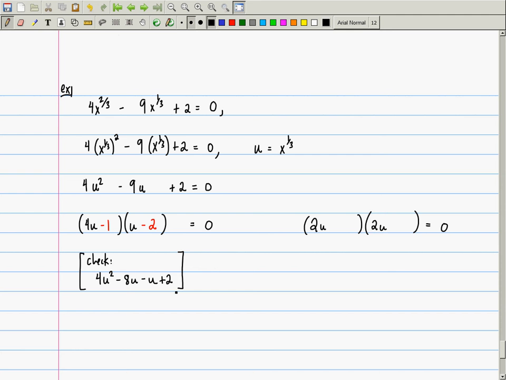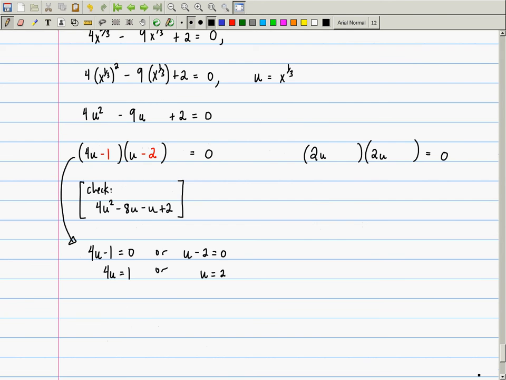Okay, so now there are two possibilities. We have the product of things is 0. So either 4u minus 1 is 0, or u minus 2 is 0. So either 4u is equal to 1, or u is equal to 2. So then the two possibilities are u is 1/4, or u is 2.